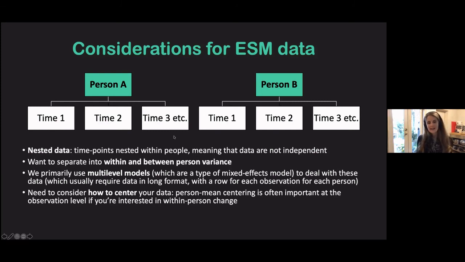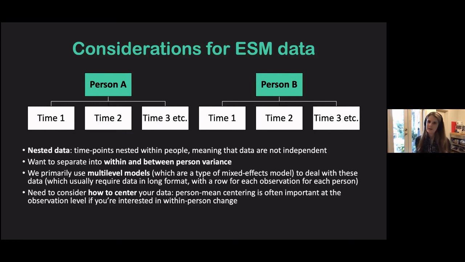You also need to think about how to center your data. Those of you who haven't done much multi-level modeling before, but you've done regression, may have noticed that when you run regression, you have the option to center your data or standardize your data to help you interpret it. So in multi-level models, we think about something called person mean centering often.